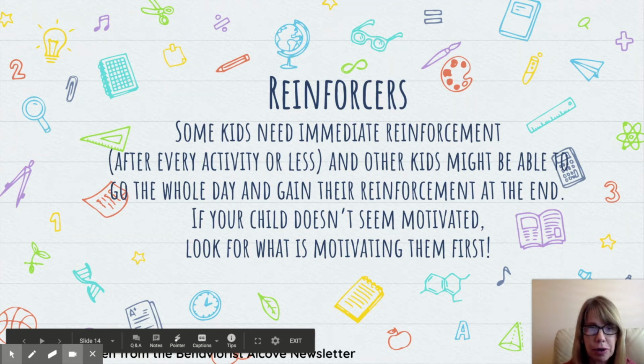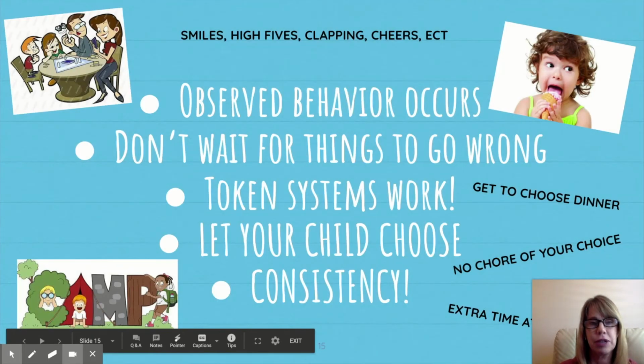Watch them throughout the day. How are they spending their time? Then use that as a way to reinforce behaviors. Oh, he really likes playing those video games. Well, guess what? You can do your classwork without being told, and then you can earn your video game time, right? That's a reinforcer. So observed behavior occurs. So when you see the observed behavior occur, that's when you offer the reinforcer, right?